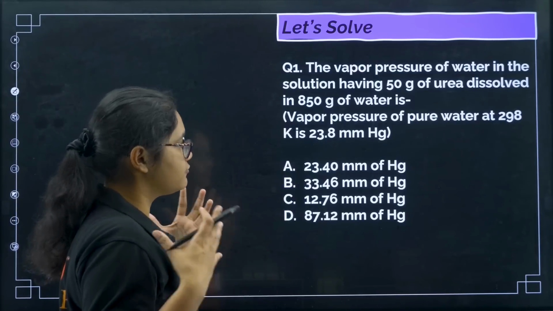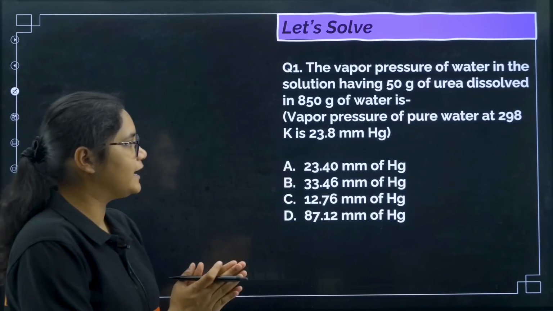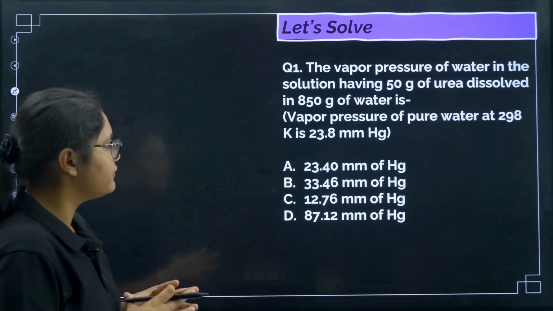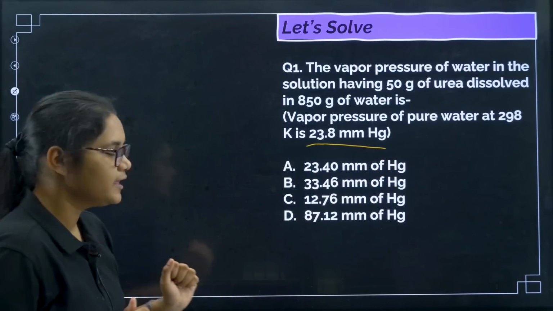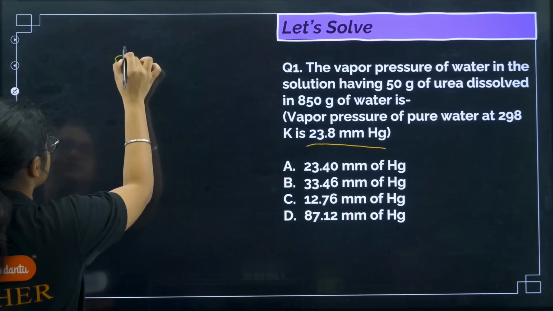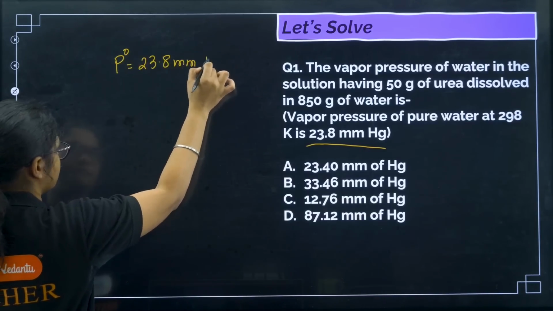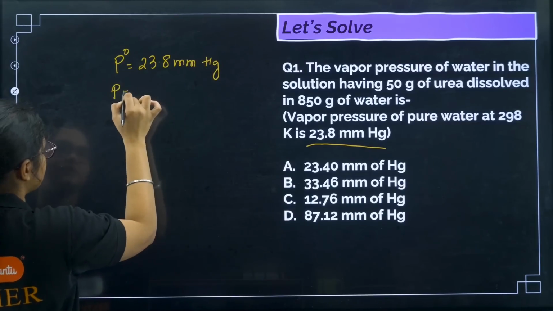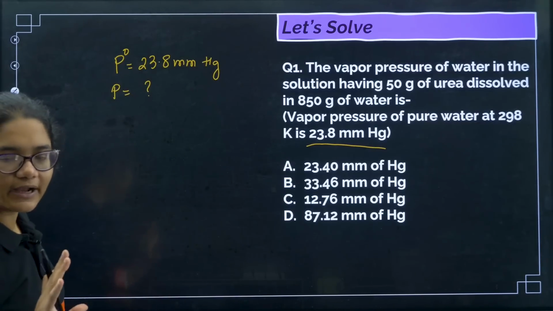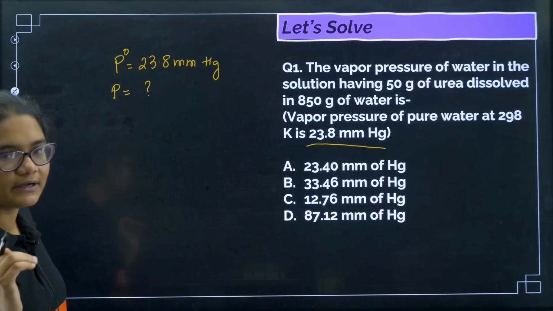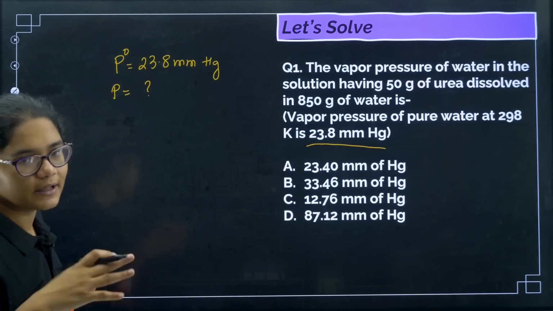The vapor pressure of water in the solution having 50 gram of urea dissolved in 850 gram of water is. The vapor pressure of pure water is 23.8 mm Hg. Okay, so the vapor pressure of pure water is already given to you. We have to calculate the pressure of the water when solute is added to it, right? After addition of solute, the vapor pressure will decrease. So what is that new pressure after addition of solute? That is what we have to calculate.